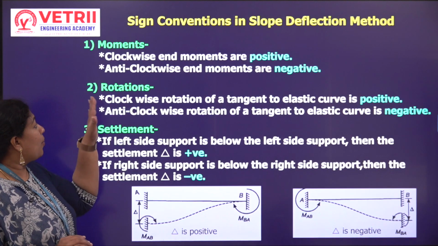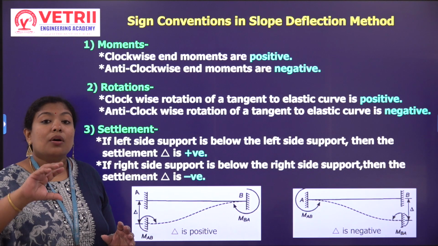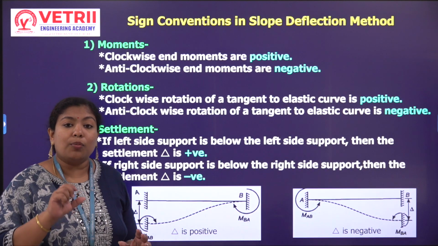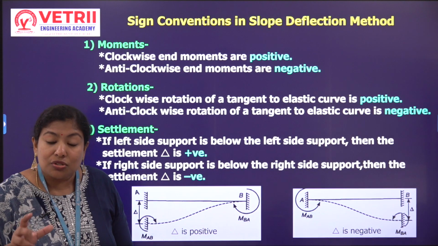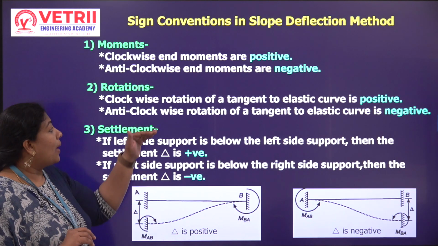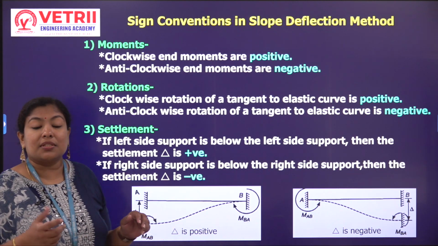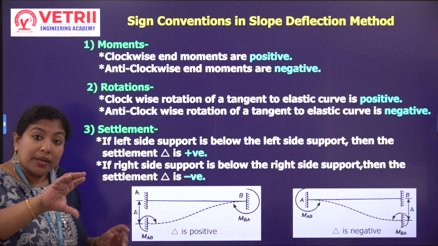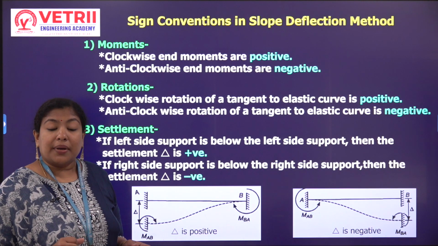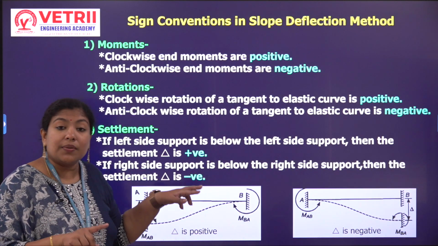First one is moment, rotation and settlement. Rotation and moment, how can we look at both? Rotation is something related to angular change. In the same way, moment is a load at a distance, so that also causes a rotation. Both rotation and moment have the same sign convention: a clockwise moment you take as positive, anticlockwise as negative. Likewise for rotation: when it is getting deflected you can see a rotation happening. If it is happening in the clockwise direction you consider it positive, anticlockwise negative.